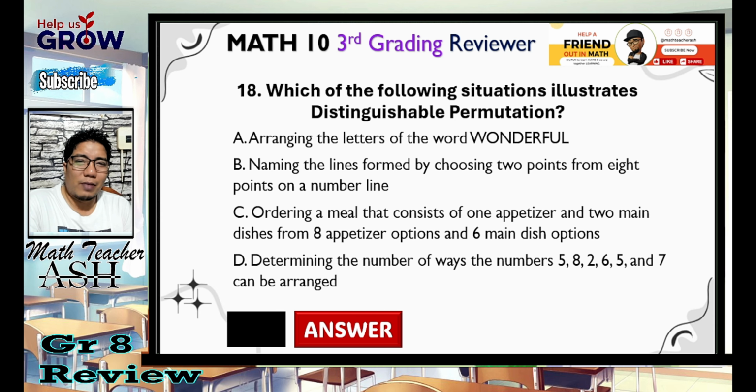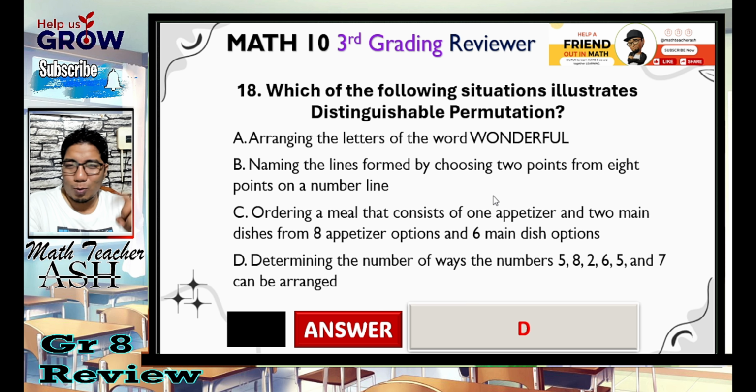Okay, my dear math learners, if you still remember our discussion earlier about distinguishable permutation, this is a kind of permutation where objects are identical. So if we check among the 4 choices, letter A, the word wonderful does not have any letter that is repeating. So therefore, among the four choices here, only letter D has a repeating item because of the number 5 here. So therefore, the correct answer is letter D for distinguishable permutation. Let's check whether we are correct. Alright, I hope you got that one, my dear math learners.